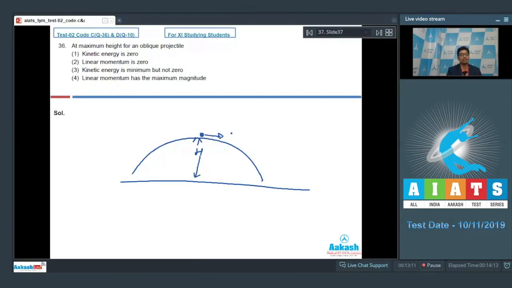in the horizontal direction and is equal to the initial velocity's horizontal component. That means that the vertical component of the velocity at the point when it is at maximum height is 0. Therefore, dear students, the speed of the projectile is minimum at the maximum height. And since the kinetic energy is simply half m into velocity magnitude square, or half m into speed square, it means that the kinetic energy is also minimum.